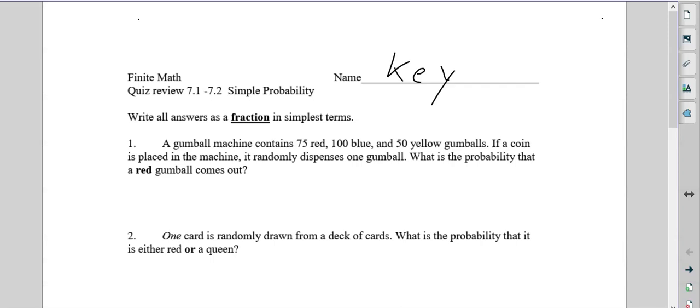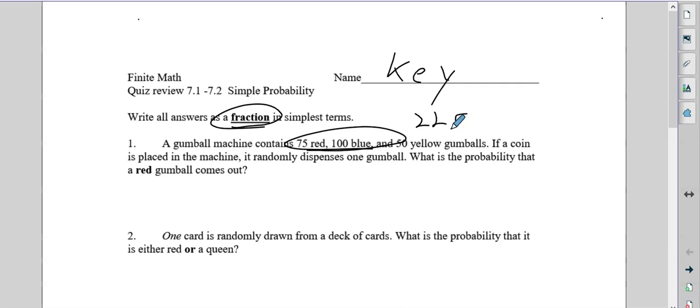All right, so remember, whenever we're doing these, we always want to reduce fractions. So a gumball machine contains 75 red, 100 blue, and 50 yellow gumballs. Okay, good thing to do is to total these up. It's 225 gumballs total. All right.